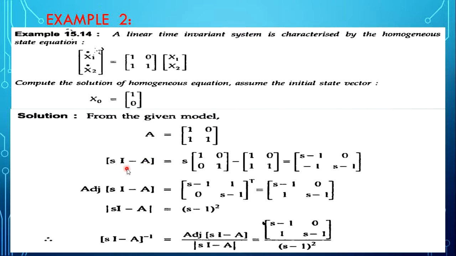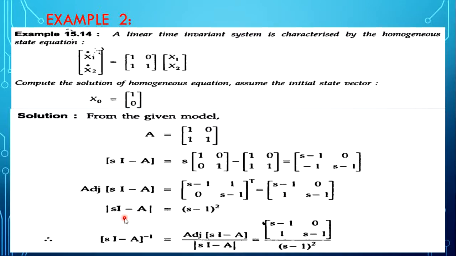To determine that, first we have to calculate sI minus A. Here s is s, I is the identity matrix, 2 cross 2, minus the A matrix. So we do sI minus A. Then calculate the adjoint matrix. For a 2 cross 2 matrix, calculating the adjoint is very simple. The first diagonal values are interchanged, and in the second diagonal only the signs are interchanged. When signs are interchanged in the second diagonal, minus 0 is represented as 0, and this becomes plus 1.